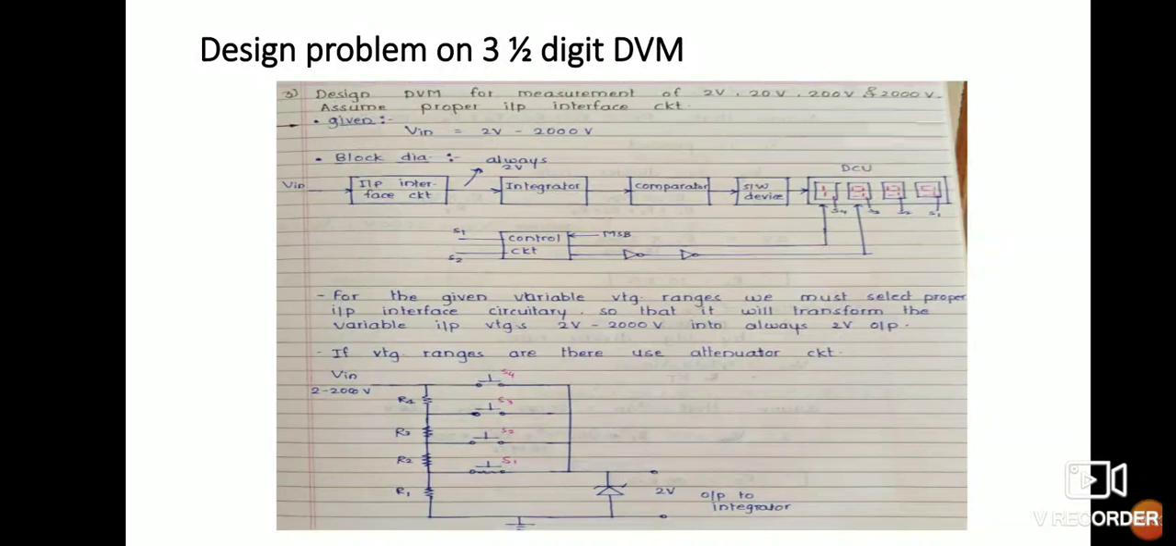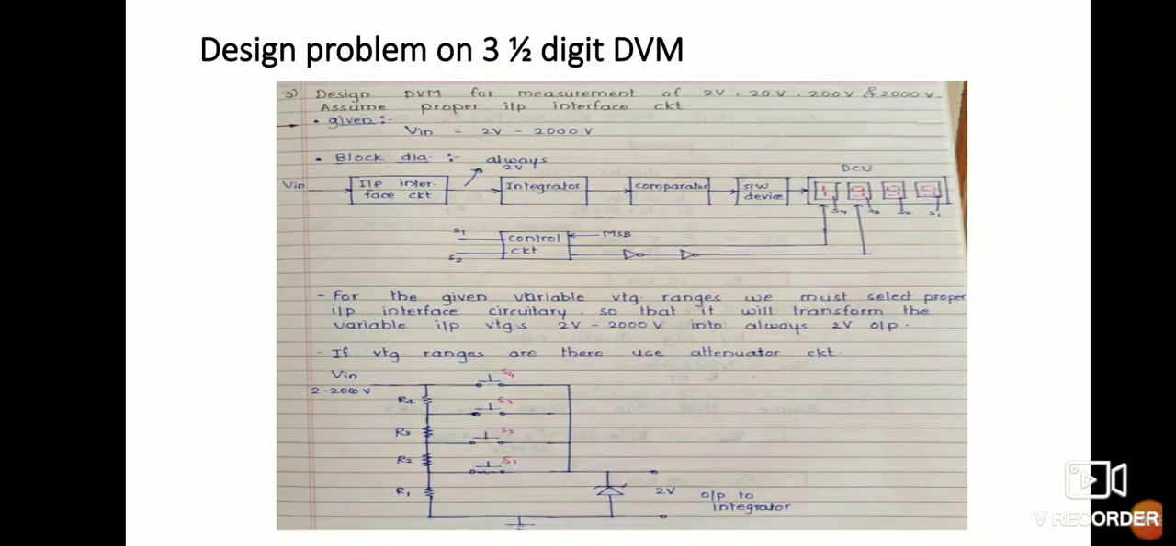So we can start now. What are the given things? Vin is given from 2 volt to 2000 volt. So first of all, before starting the design part, we will draw the block diagram of this 3.5 digit DVM according to this problem statement.